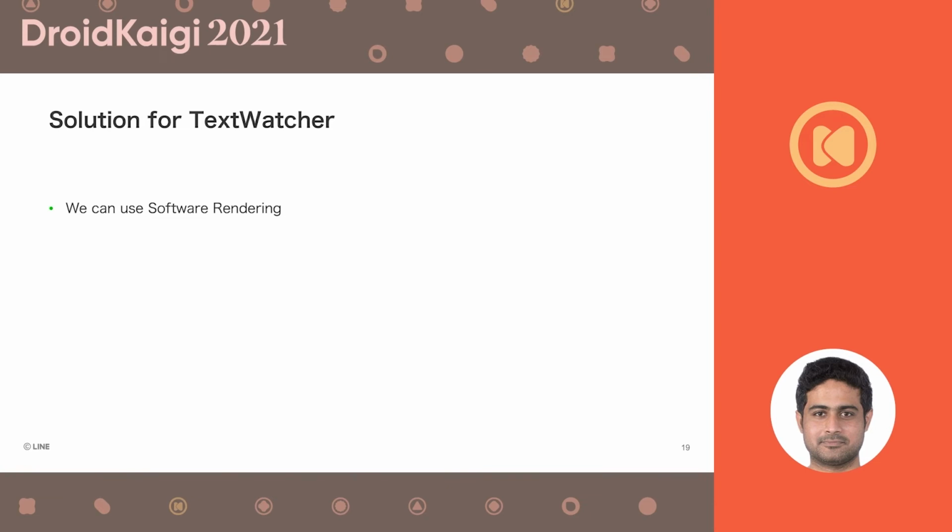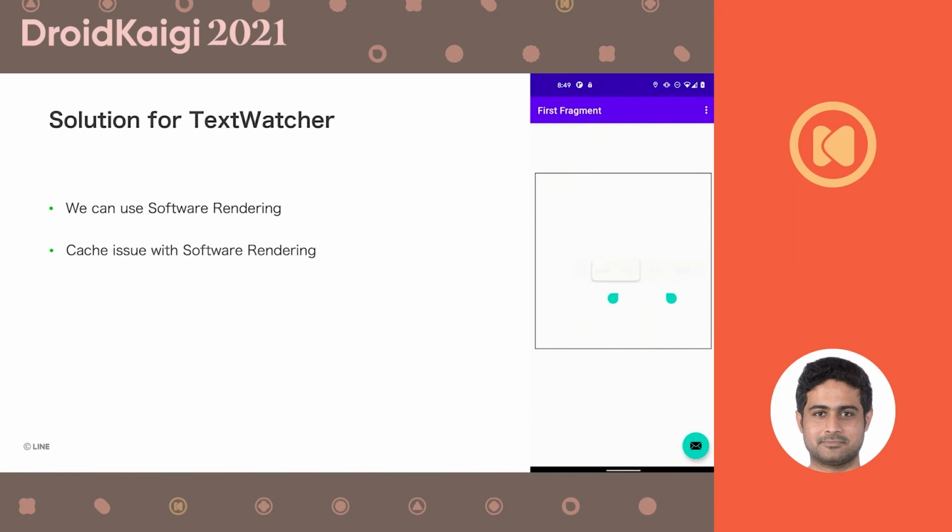Okay, so in doing so, we can have the normal rendering or invalidation behavior that we had earlier. But this software rendering has a cache issue limitation. Let's say we have a very long text displayed on screen, and you can see we can long press and select something that is on the screen, but it's not visible. It's due to the cache size limitation.